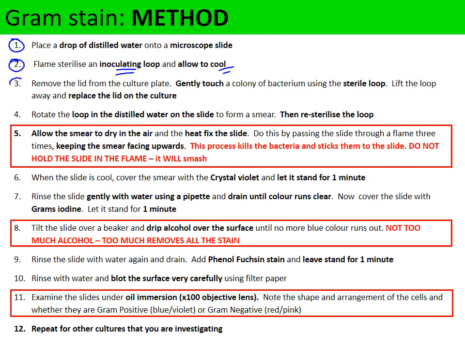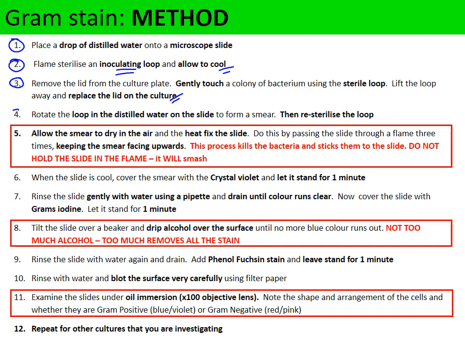The third step is then to remove the lid from the agar culture plate, and on the surface of the solid agar, the jelly agar, we'll have our bacteria. So we would have already cultured our bacteria to be able to then transfer some of those bacteria into the drop of distilled water. So we take our sterile inoculating loop, we gently touch a colony of bacteria from the top of the agar. We then lift the loop away and replace the lid on the culture plate, and we might put that back into the fridge to keep it for next time.